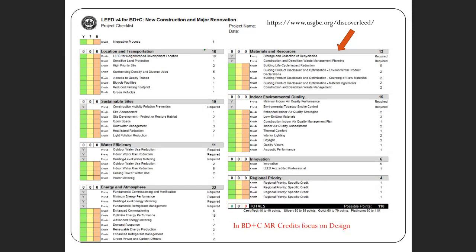Again, BD+C is building design and construction. Those credits are going to focus on design of the building, right? So 13 out of our possible 100 points can come from the materials and resources category. You see there's some prerequisites there as well, right? Remember, prerequisite on the scorecard, it says required or a must-have, things that you have to do. Credits are optional.